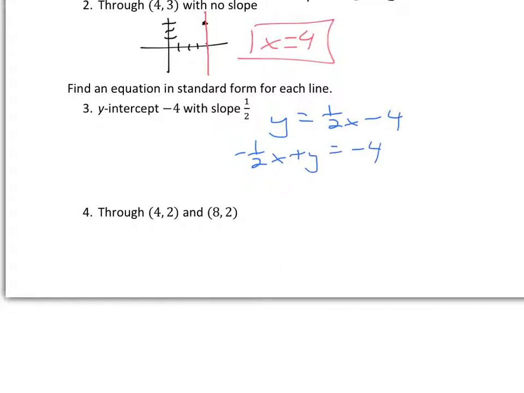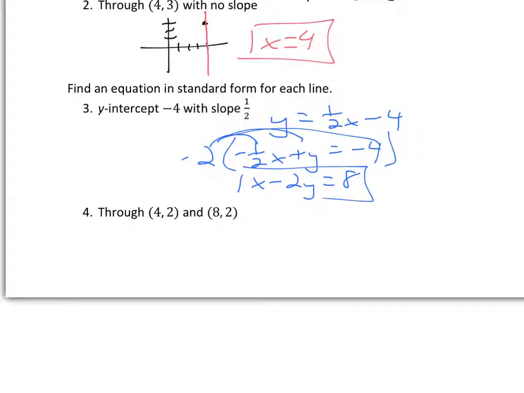I need to multiply everything by -2 because I want this number to be positive and a whole number. So x minus 2y equals positive 8, multiplying everything by -2. There it is.